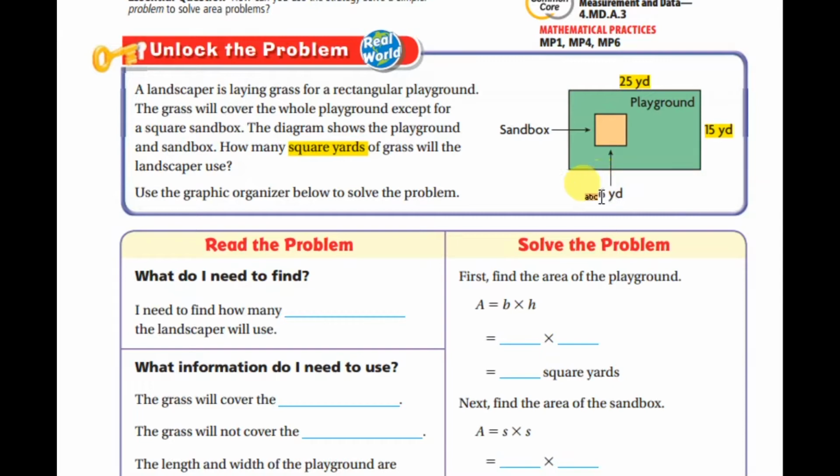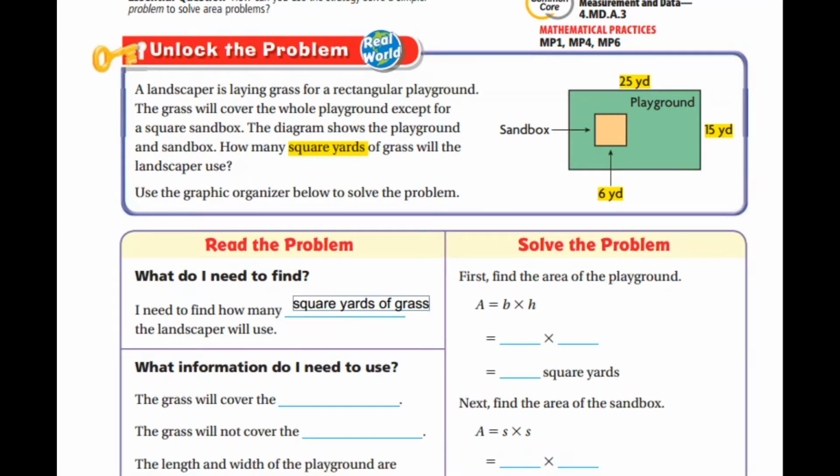And the dimensions for the square, it has equal sides, of course, so that's why it has only one dimension, and its dimension is 6 yards length and 6 yards height, of course. So next question, what does it want me to find? What do I need to find? So I need to find how many square yards of grass the landscaper will use.